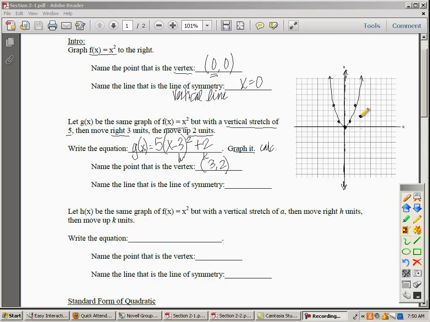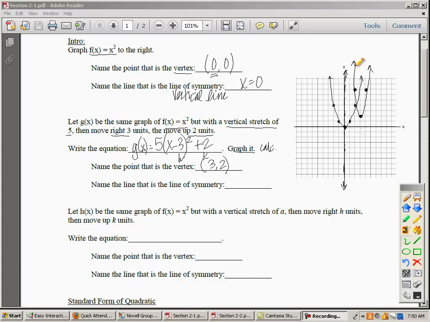And I'm stretching it by 5. So instead of going up 1 and over 1 to get to my first point, I'm going to go over 1 and up 5. So 1, 2, 3, 4, 5. And so I'm going to get a point that's right about here. The same thing will happen on the other side because it's symmetric. And so you're going to get a graph that looks something like this.